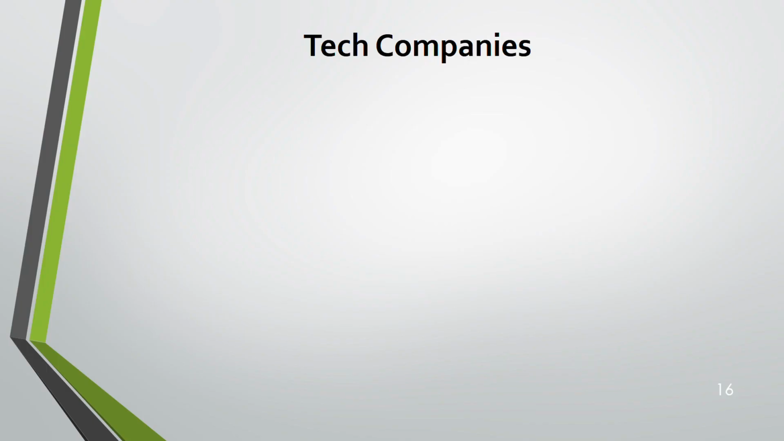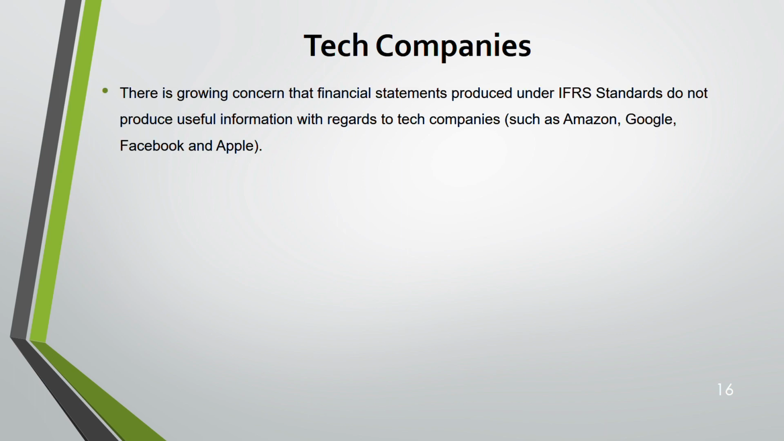Now we are moving on to the tech companies. Why tech companies specifically? Because these companies have some limitations, and its valuation. That's why. Number one reason: companies like Amazon, Google, Facebook, and Apple have a growing concern. What is their growing concern? That financial statements produced under IFRS standards do not produce useful information, especially for tech companies like Amazon, Google. Why? We'll see.